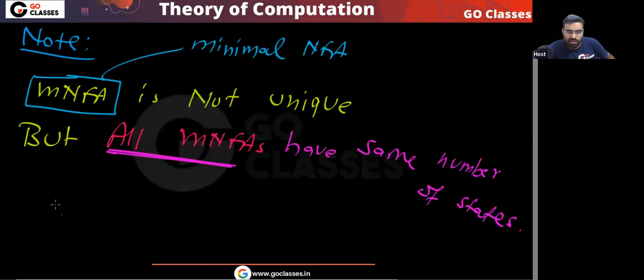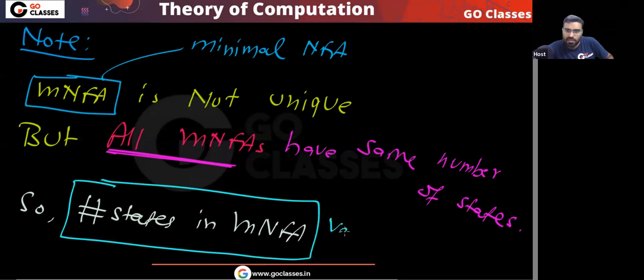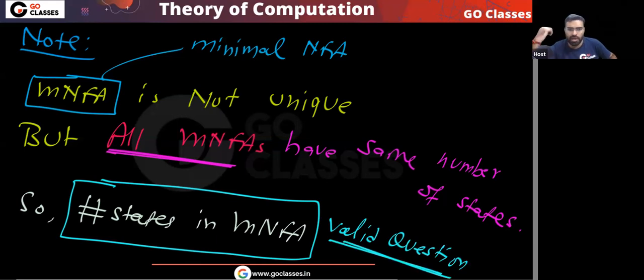Okay, so this question is valid. Which question is valid? The number of states in a minimal NFA. This is a valid question. In the GATE exam, they can ask you the number of states in a minimal NFA. Okay, so I hope this point is clear.